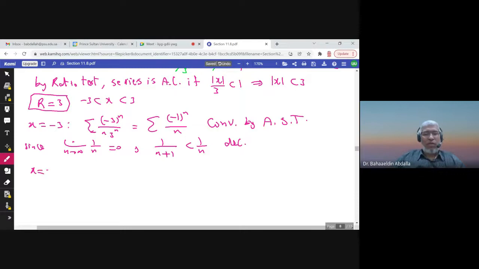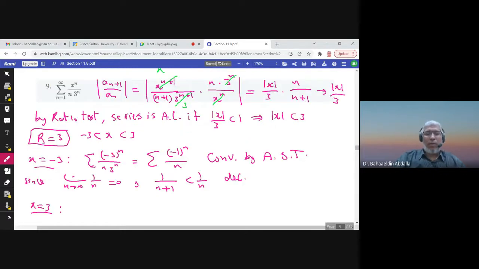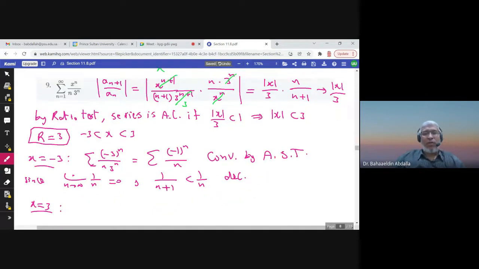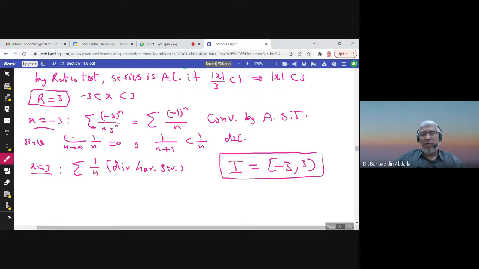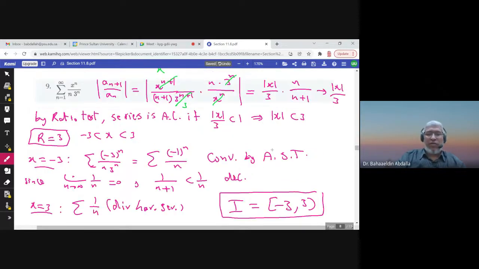While if x is 3, I'll have 3 to the power n. It will be cancelled with 3 to the power n. And this is the divergent harmonic series. So at negative 3, it is convergent. At 3, it is divergent. So this is the interval of convergence.